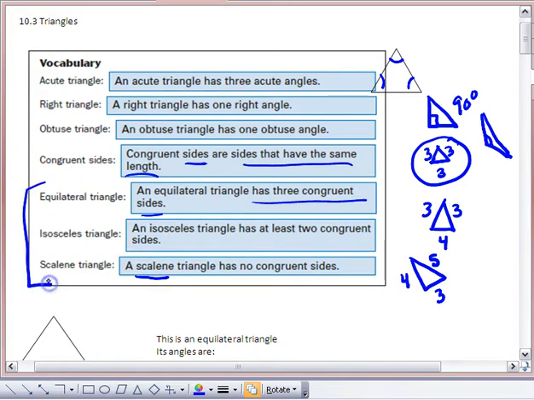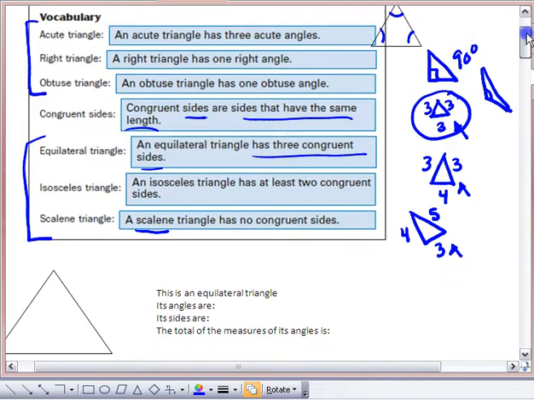These three definitions define a triangle based on its side lengths. So whether it has all equal sides, at least two equal sides, or three different sides, makes it equilateral, isosceles, or scalene. These definitions define a triangle by its angles. If it's acute, it has three angles that are less than 90 degrees. If it's a right triangle, it has one of its angles that's 90 degrees. And if it's an obtuse triangle, it has one of its angles that's greater than 90 degrees.